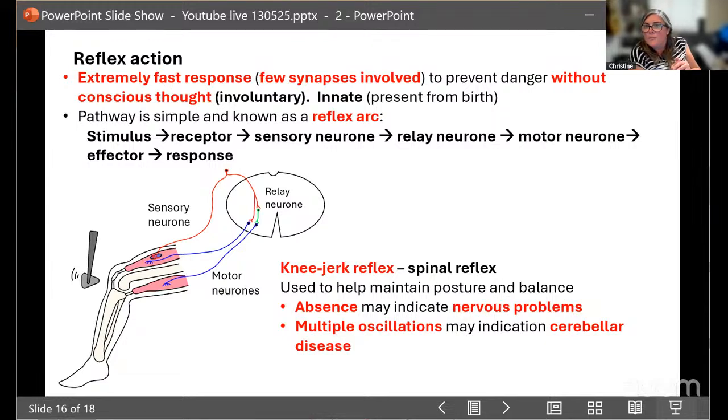Right, okay, so is the relay neuron part of the CNS? Yes. So the relay neuron is part of your central nervous system. The peripheral nervous system is your motor and your sensory neurons. So your relay neurons are the ones which are in the CNS, and they're also called interneurons.